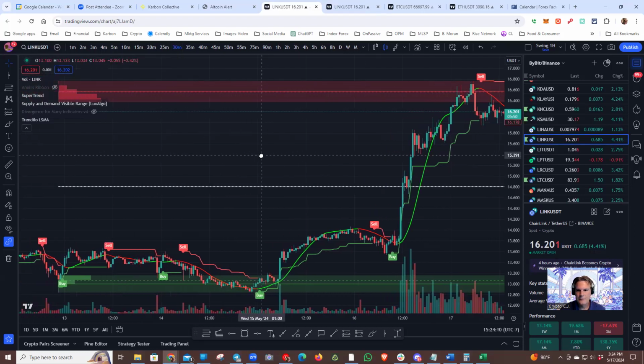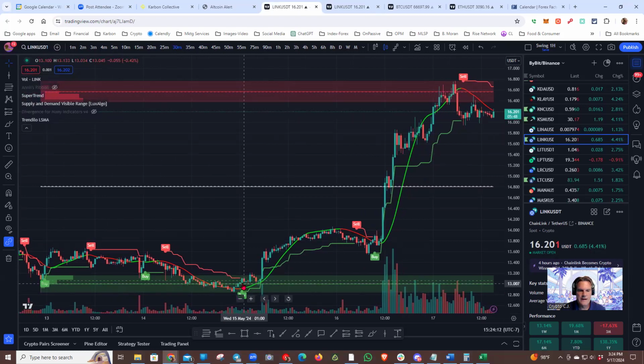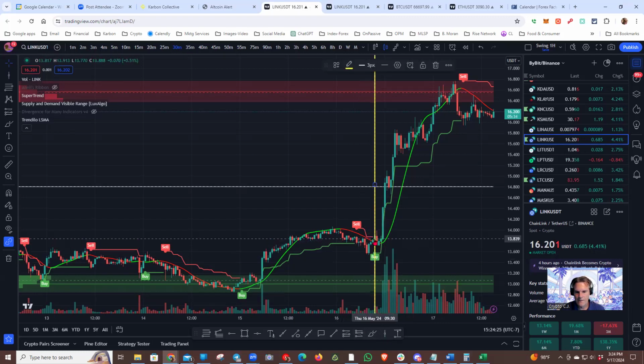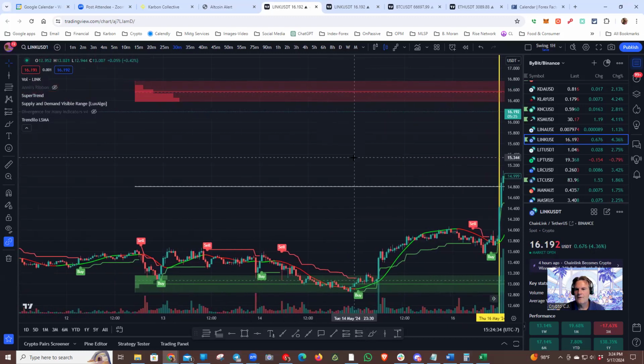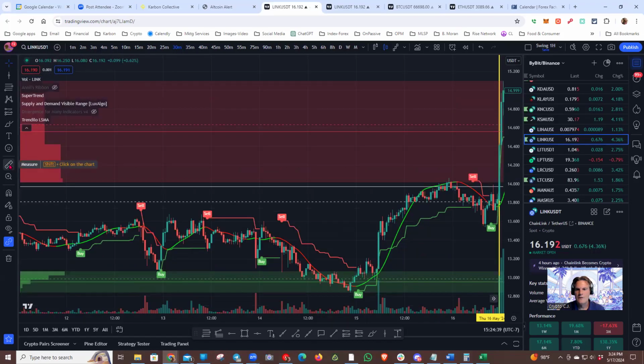And on Link, we already talked about the trade I took early Wednesday morning. We had another dip and another buy signal on the SuperTrend. That would have been right here. The LSMA didn't confirm till over here, but that would have been a really good entry, right about here. And then your exit's kind of hard to see.